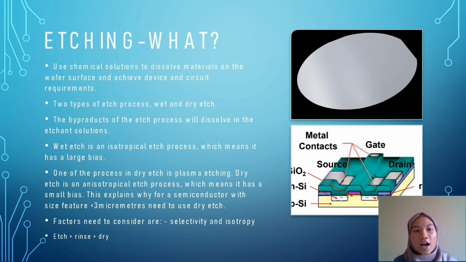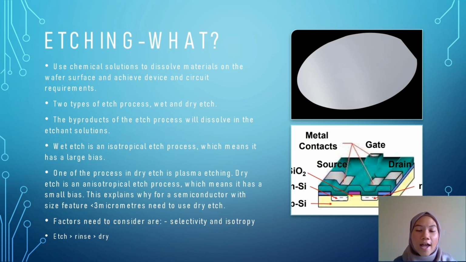So what is etch? Etch is basically a process where we use chemical solution to dissolve materials on the wafer surface and achieve device and circuit requirements. We have two types of etch: wet etch and dry etch. The byproducts of the etch process will dissolve in the etchant solution. This goes for both wet and dry etch processes.